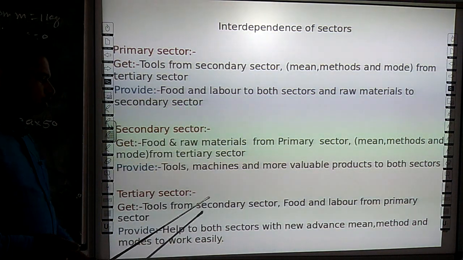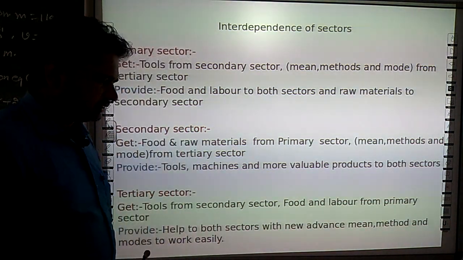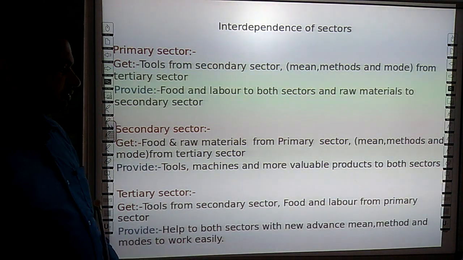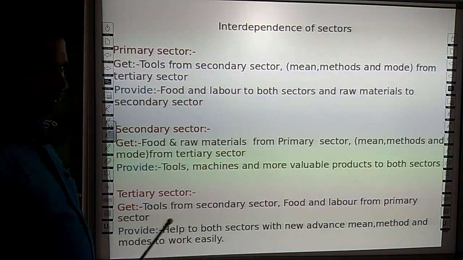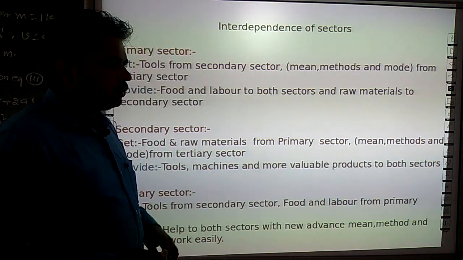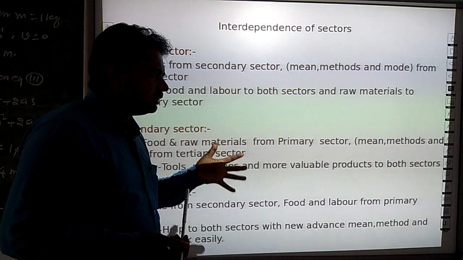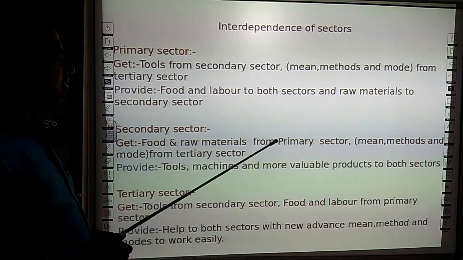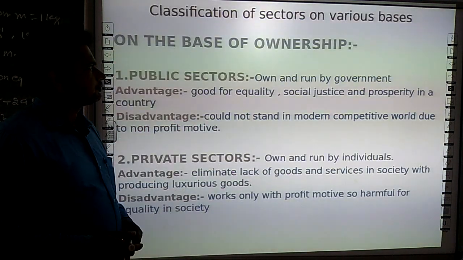The tertiary sector gets tools from the secondary sector and food and labor from the primary sector. And what does it provide? It provides both sectors with new advanced means, methods and modes to work easily. And it also works as a coordinator, meaning wherever there is a deficiency or a problem, the tertiary sector works to eliminate it.